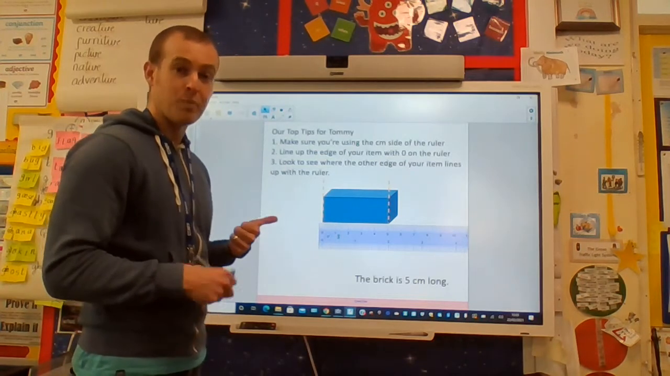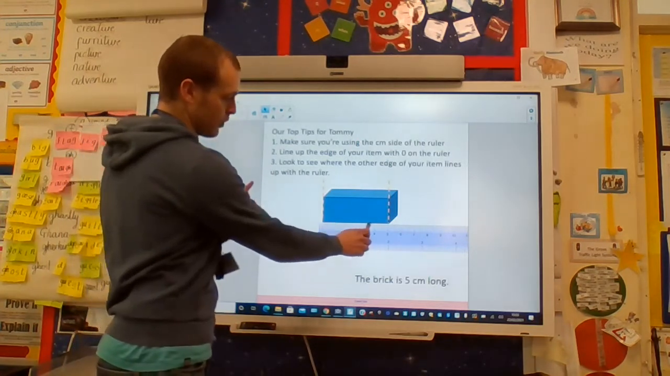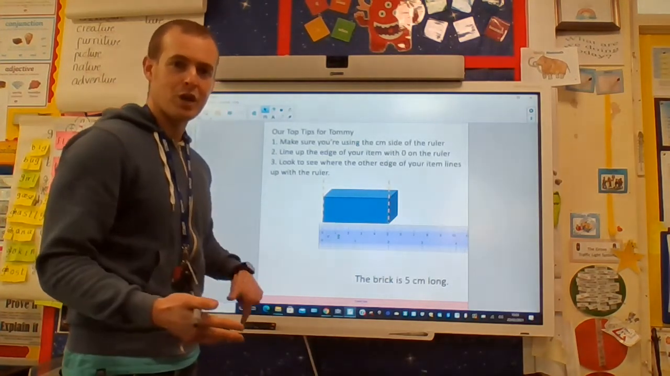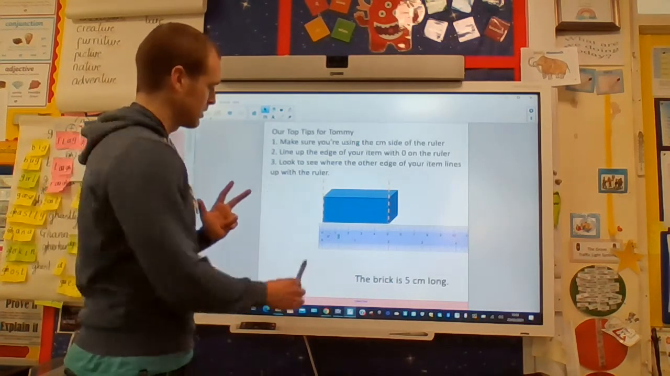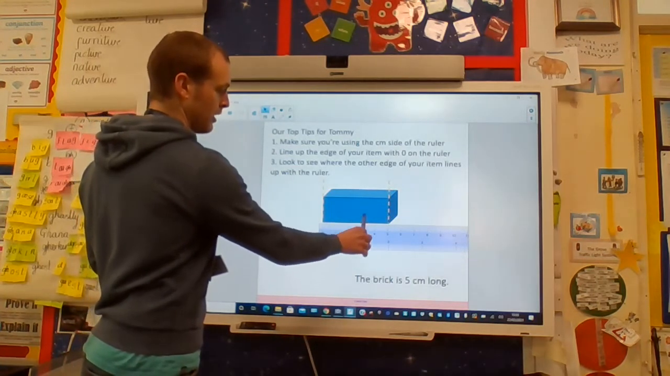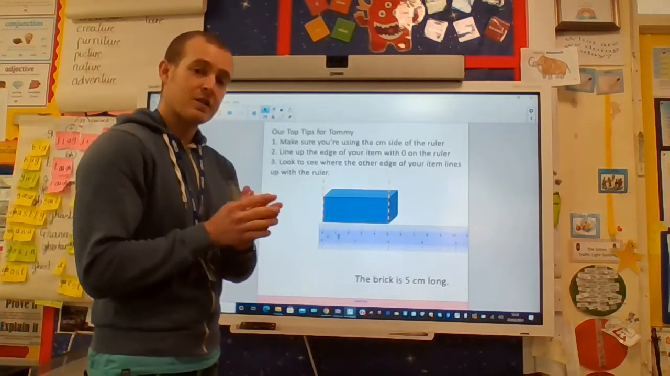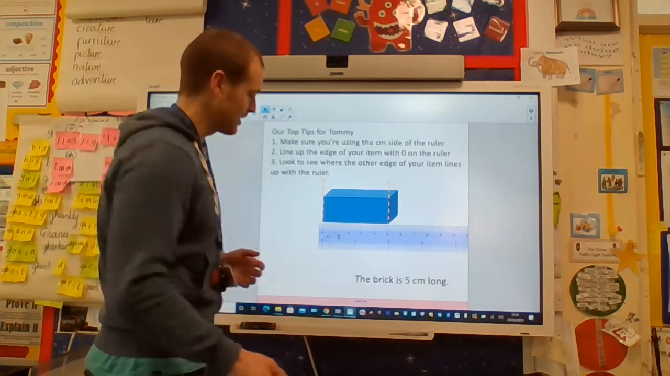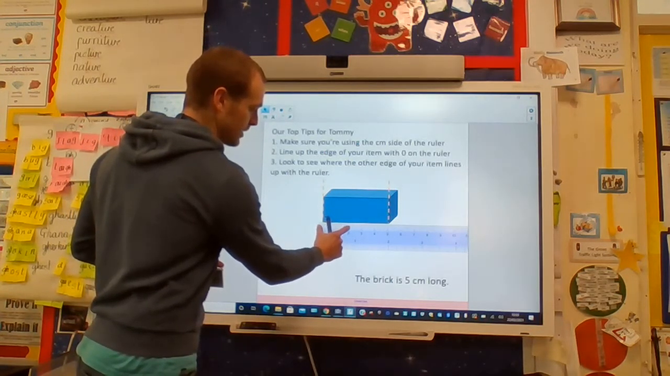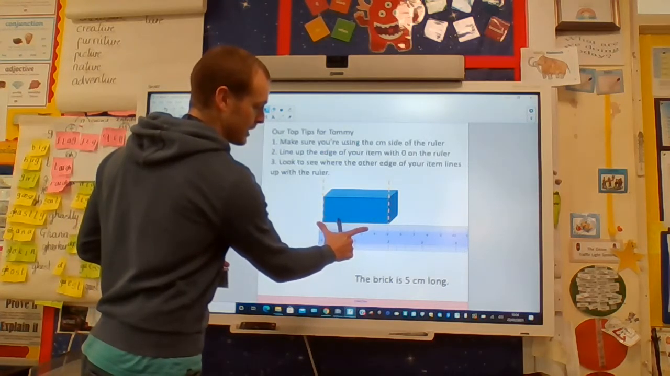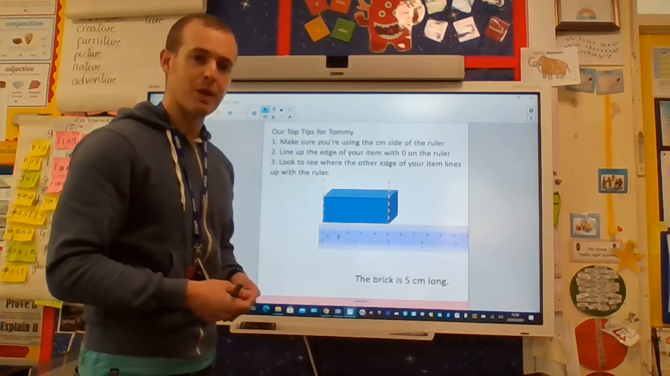So number 1, make sure you're using the centimetre side of the ruler. Number 2, line up the edge of the ruler with the item that you want to measure. And number 3, look to see where the other edge of your item lines up with the ruler. 1, 2, 3, 4, 5. The brick is 5 centimetres long. If you want to write that as millimetres, you times it by 10. Each centimetre has 10 millimetres, so we can count 10 millimetres, 20 millimetres, 30 millimetres, 40 millimetres, and 50 millimetres. But like I said, we're going to do that a little bit more this week.